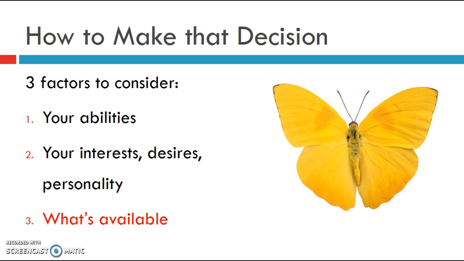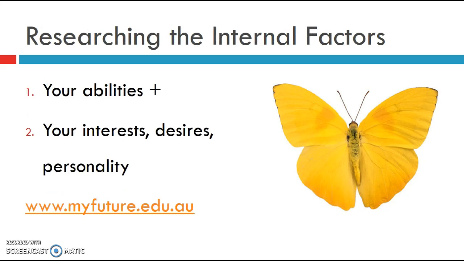How do you make a decision? You consider 3 factors. The first 2 are internal, what you can do, what you like doing, and the third is what's out there. Because many of you might want to be professional sports people, the reality is there's not enough jobs around as professional sports people for the number of people who would like to do that as a job.